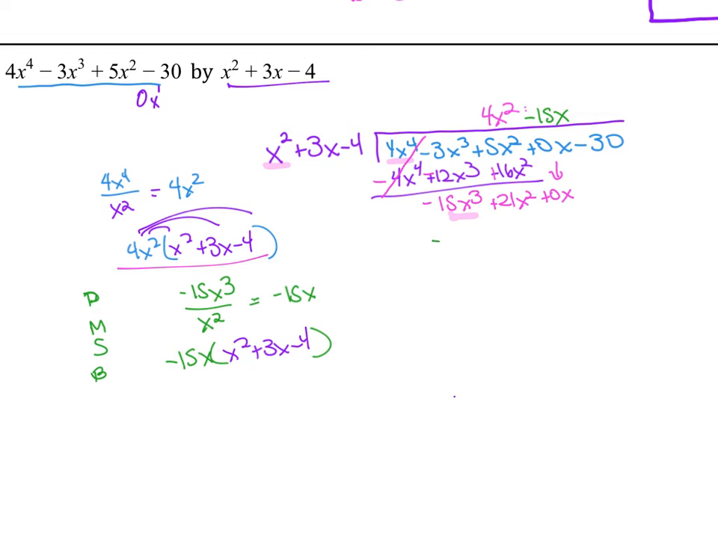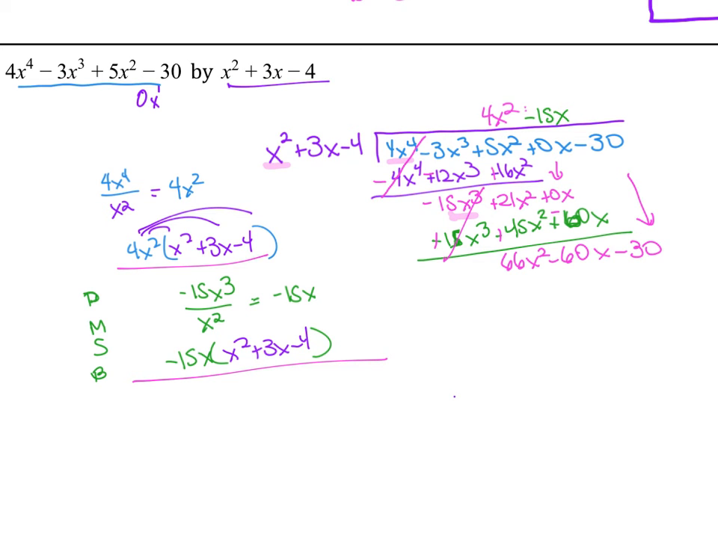So we will have negative 15x cubed minus 45x squared plus 60x. Sorry, 45x squared. I just noticed that. Okay, so that should be a negative 15x cubed minus 45x squared plus 60x. So then we subtract, meaning we change all the signs to opposite. So now this is positive, positive, and negative. So when we add it, we get 66x squared minus 60x, and then we bring down the negative 30.